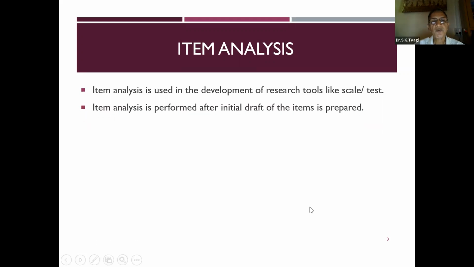Now, item analysis is performed when we are ready with the initial draft of the items. Suppose we want 40 items. Item means questions or statements, depending upon whether your tool is a scale or a test. Suppose you want 40 items in your final version of the tool. Then initially you will begin with a larger pool of items, at least 1.5 times of the final which you are planning, 40. So 1.5 times of 40 is 60.